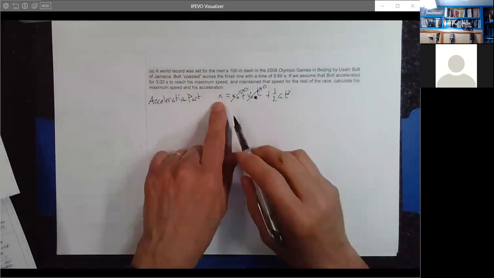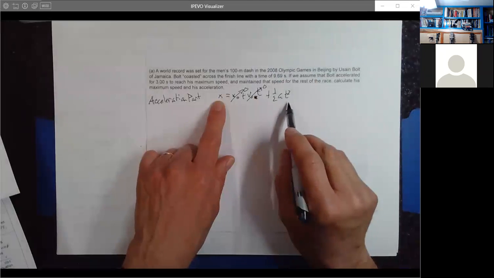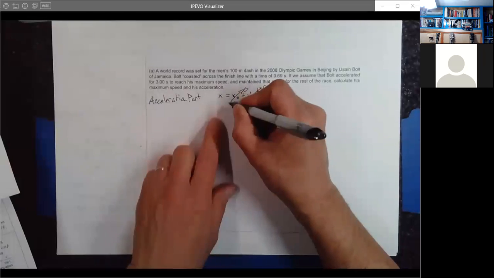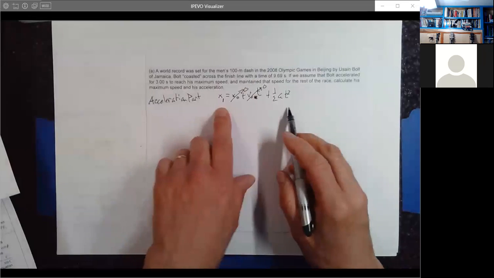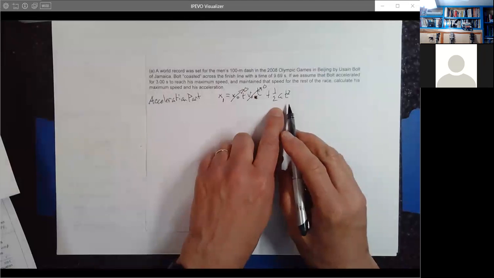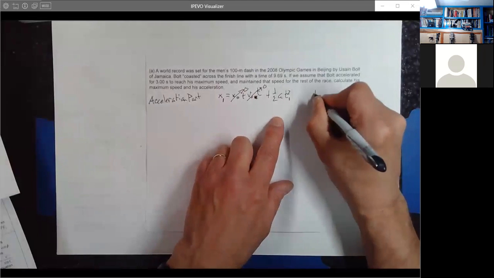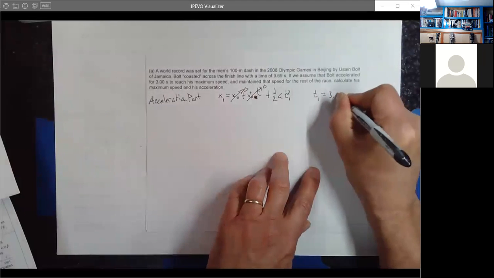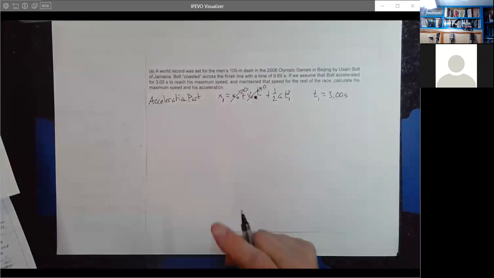Now, we don't know what the acceleration is, and we don't know what the time is. Oh, we do know the time for that, and we don't know how far he travels, but I'll just call this x1. That's how far he travels while he's undergoing uniform acceleration. And I'll call this t1. And t1, we made that assumption that this is 3.00 seconds. And so we'll have that.